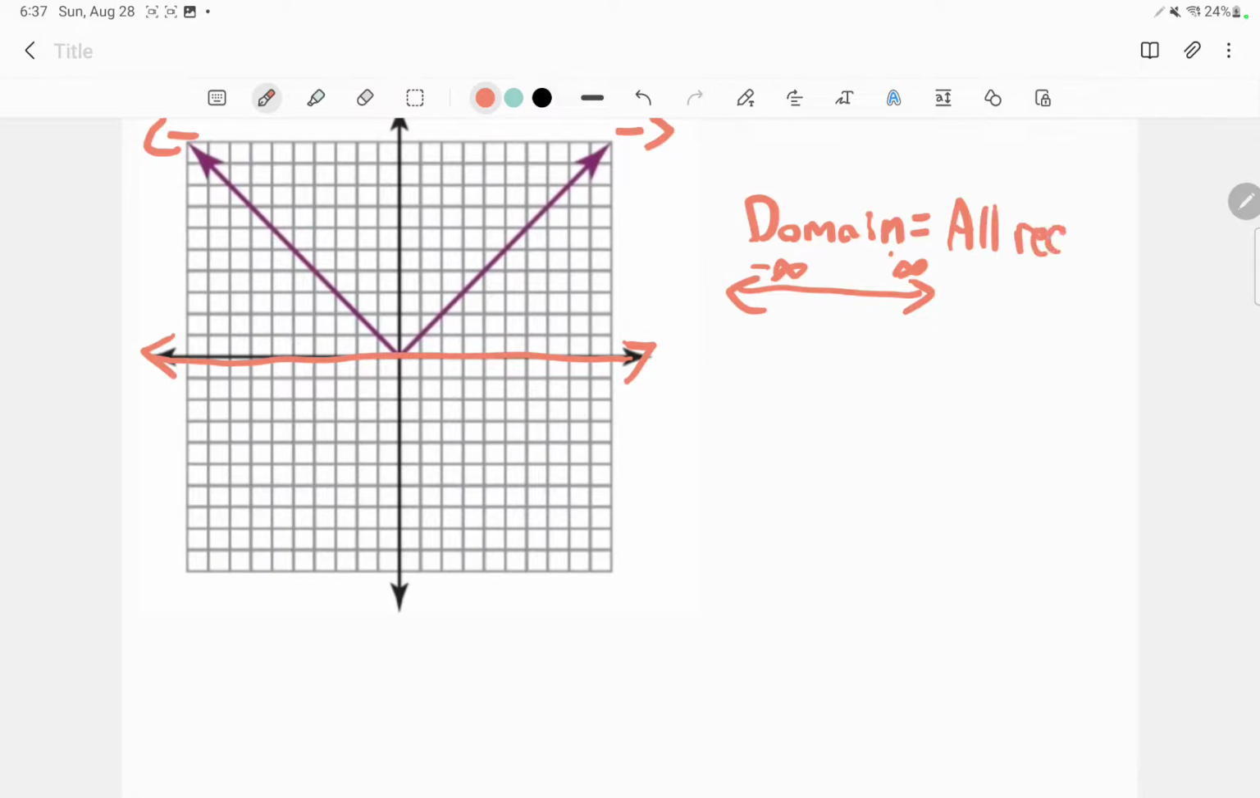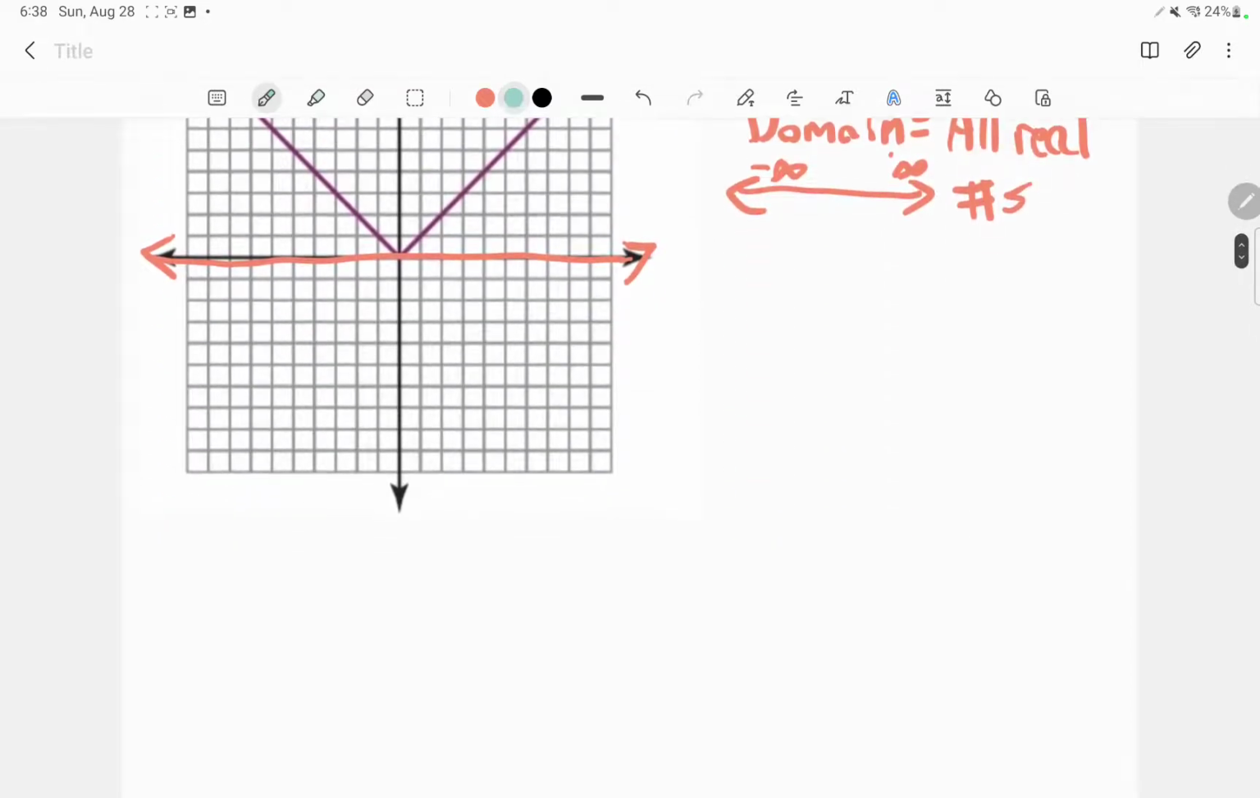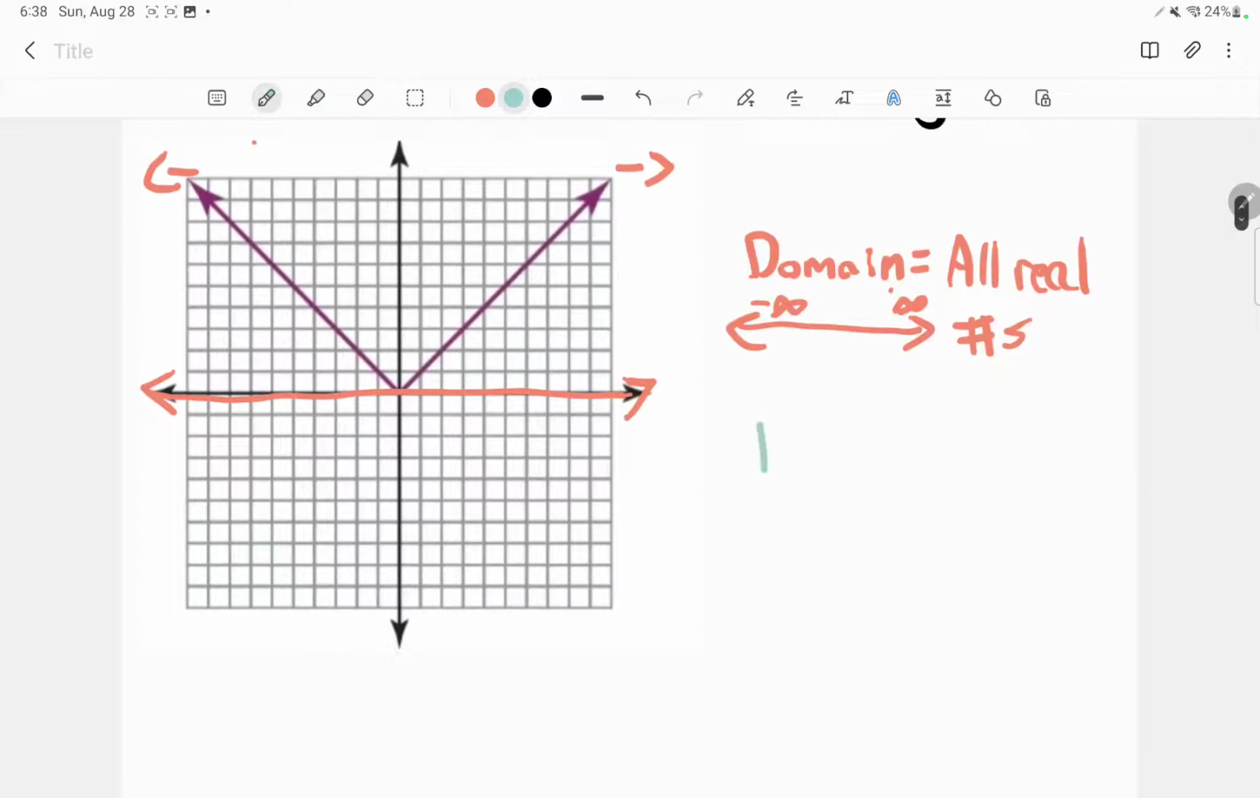And it's always the same thing for absolute value functions. So all real numbers. Okay, that's my answer for that one. That's it. That's your domain. Now your other one, your range, is going to vary a little bit.